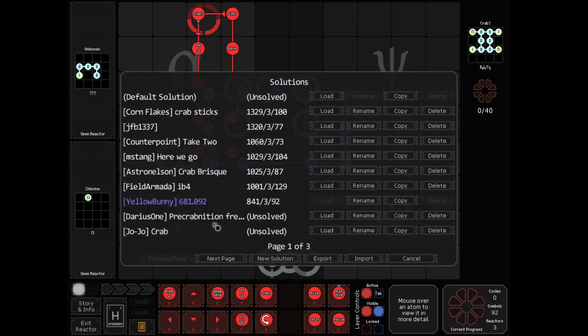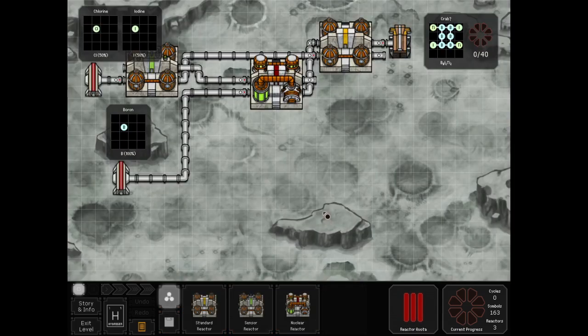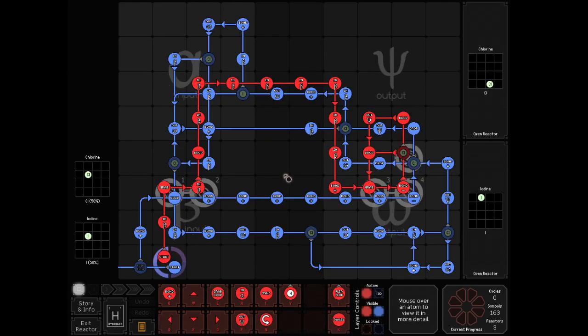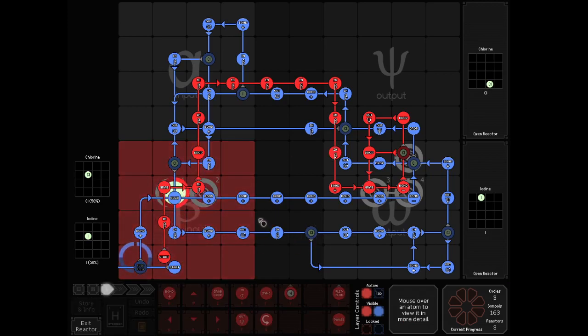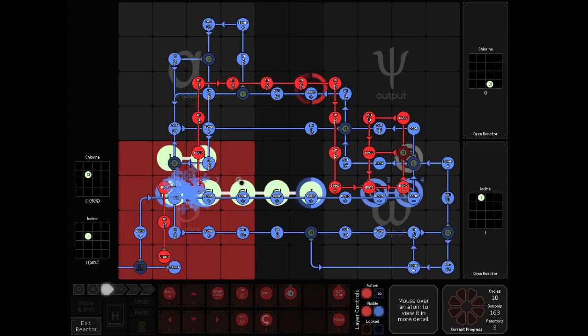Precognition free since 2021. This is a reference to precognition. This solution does in fact use precognition. This is a fun one, which is when you know the inputs that are coming and have one Waldo hard code that. All right, so red's doing kind of standard stuff, apart from getting the iodines out of the way like some other solutions do, to deal with the chlorine shortage.